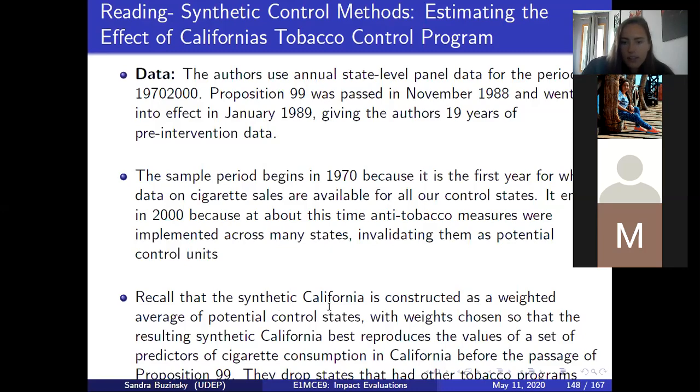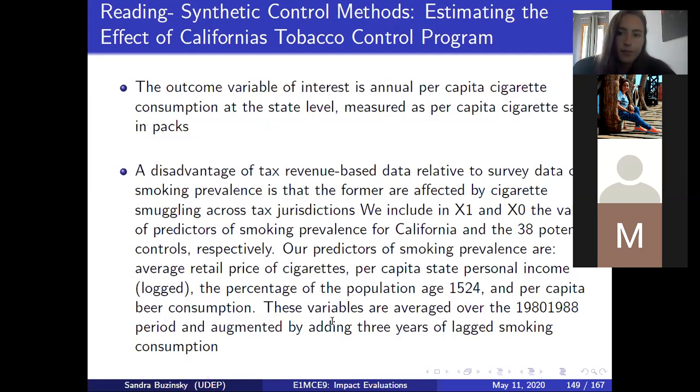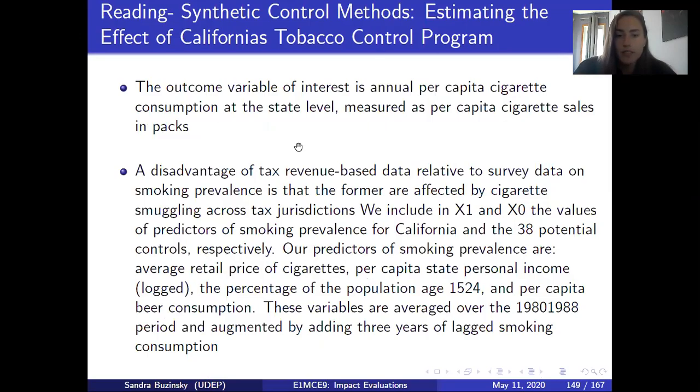So the synthetic California is constructed as a weighted average of potential control states, and the weights are chosen so that the resulting synthetic California best reproduces the values of a set of predictors of cigarette consumption in California before the proposition of 1988. And so they just drop other states that had similar tobacco programs within the period of analysis. Their outcome variable is annual per capita cigarette consumption at the state level, measured in terms of per capita cigarette sales in packs.